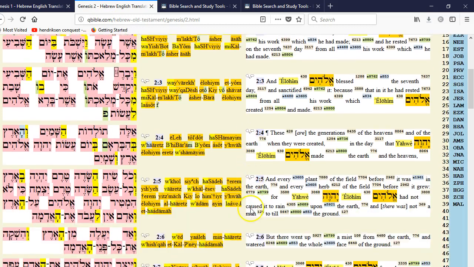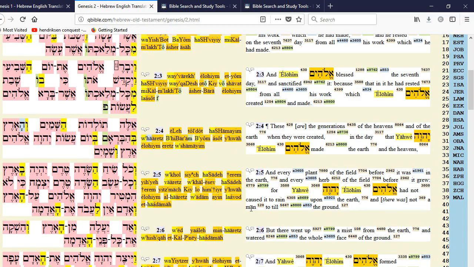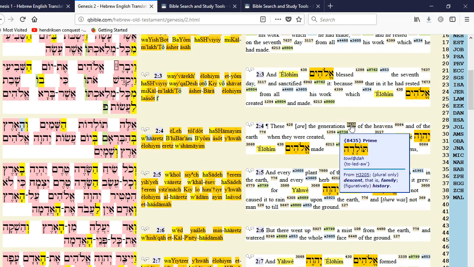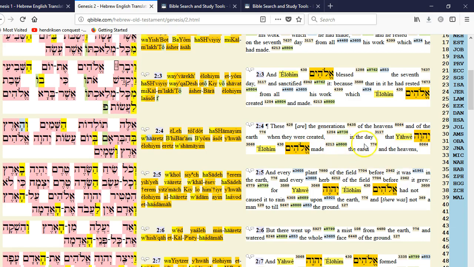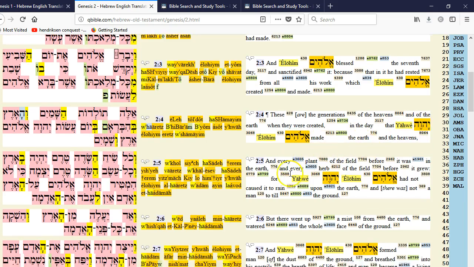Now, if you go to Genesis chapter 2, first it describes the rest of Elohim. Then, about Genesis 2:4, we see first the name Yahweh appear. And it starts out and it says, now, these are the generations, the toledot, of the heavens and the earth when they were created, in the day that Yahweh Elohim made the earth and the heavens.